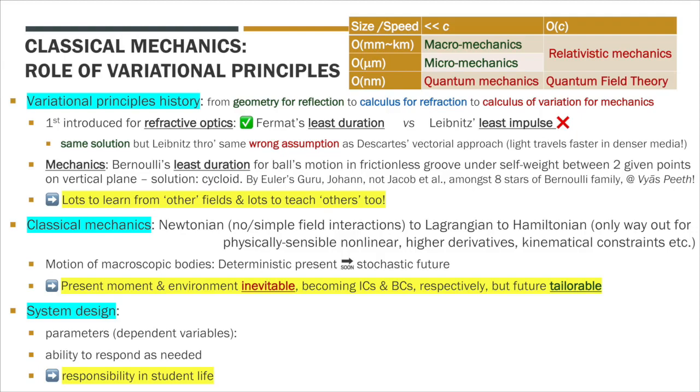You have to go for variational principles, and there are tons of variational principles. One common one is the Lagrangian approach, which was further refined by Hamilton, and it's called the Hamiltonian, which is the only way out for physically sensible, nonlinear, higher derivatives and kinematical constraints involved problems. So either you have constraints which are kinematical in nature, by which we mean, for example, joints. So you could have a revolute joint, for example. There are certain constraints which are associated with it. Higher derivatives are involved in the problem formulation.